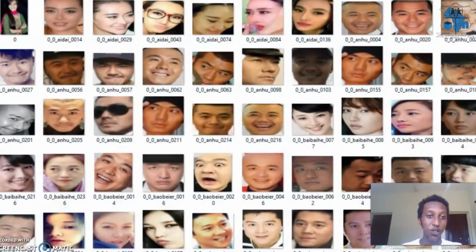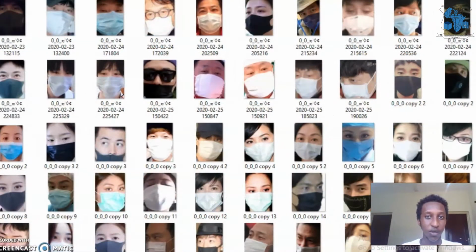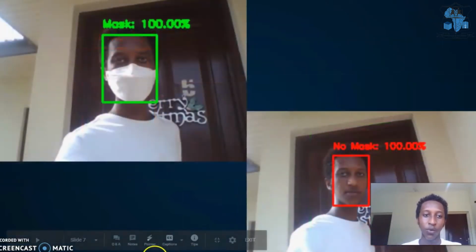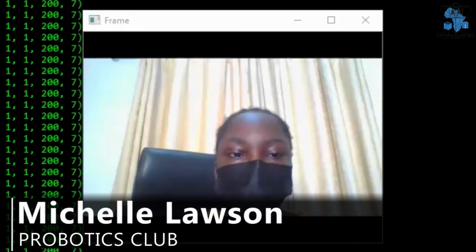These are pictures of people that do not have a face mask, and these are pictures of people that have a face mask. So our algorithm is able to learn what it means to put on a face mask or not to put on a face mask based on these pictures. With the help of a face detector model, we're able to detect a person's face and tell if that person is properly putting on a face mask or not. Now, to demonstrate.